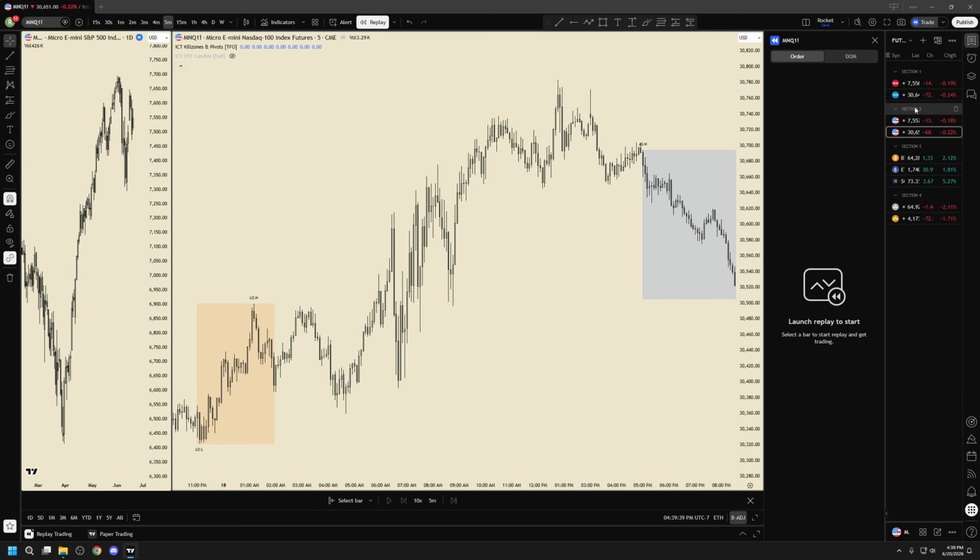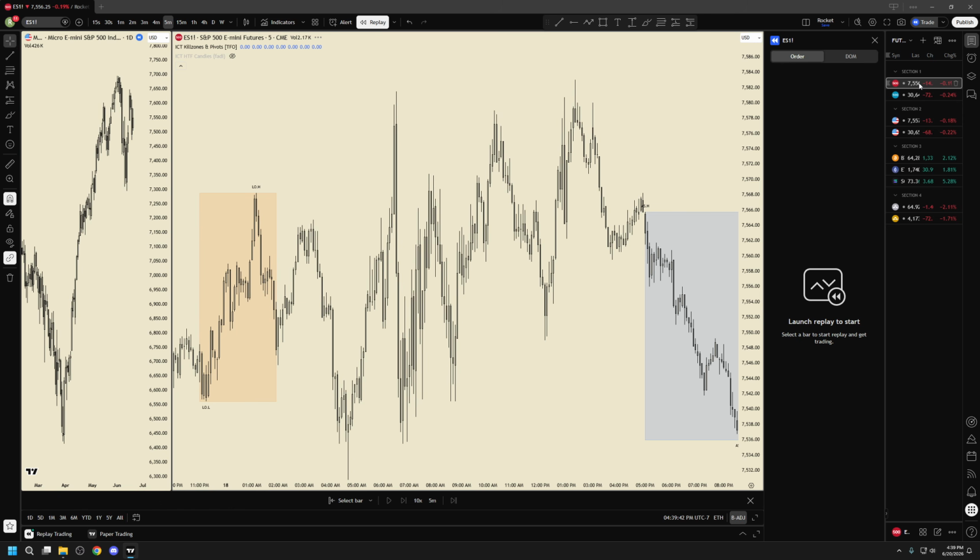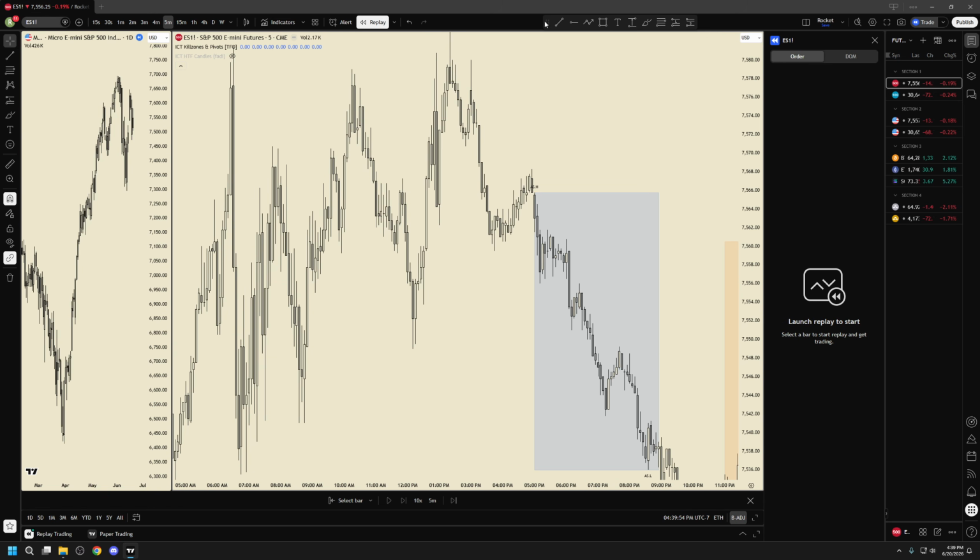So the contract sizing is different, right? One contract of ES, think of it as 10 contracts of MES. If you want to make $100 off this move, let's say from here down to here, one contract of ES would do that, but if you want to trade MES, you would need 10 contracts to get the same dollar amount. That's the way I see it.